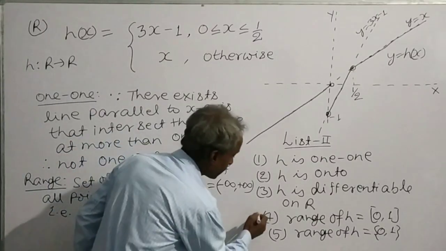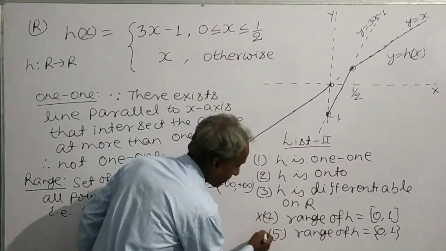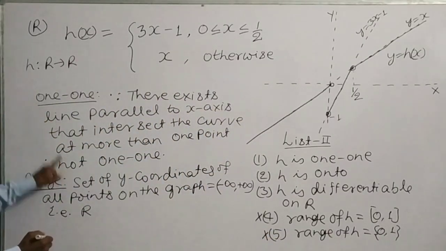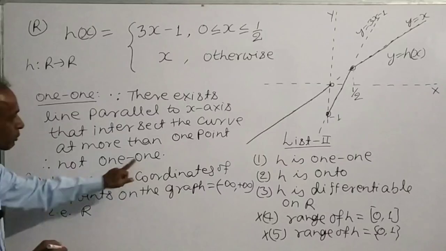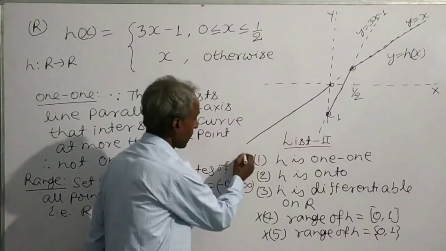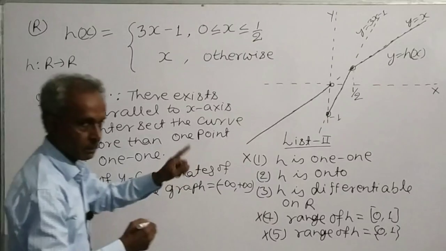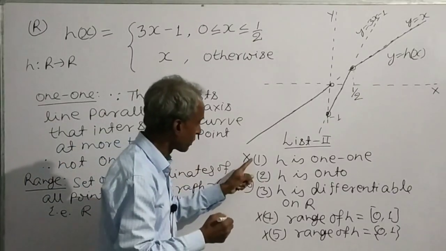Therefore, the range is not equal to this, the range is not equal to this, and since the function is not 1-1, therefore entry R cannot be matched with this one.